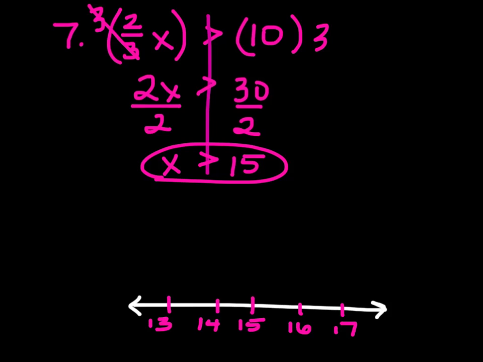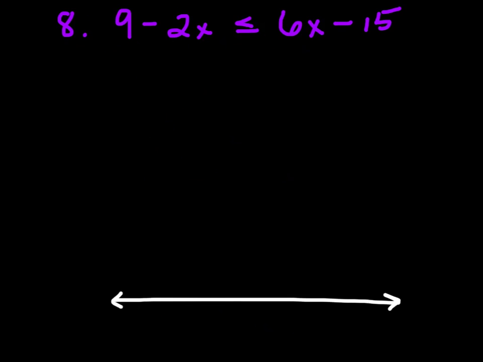So to decide here whether it's open or closed, I'm looking at my inequality sign. It's a greater than, so I'm going to put an open circle because it's not equal to. And because it's greater than, I'm going to shade to the right to show all of my numbers that are larger than or greater than 15.